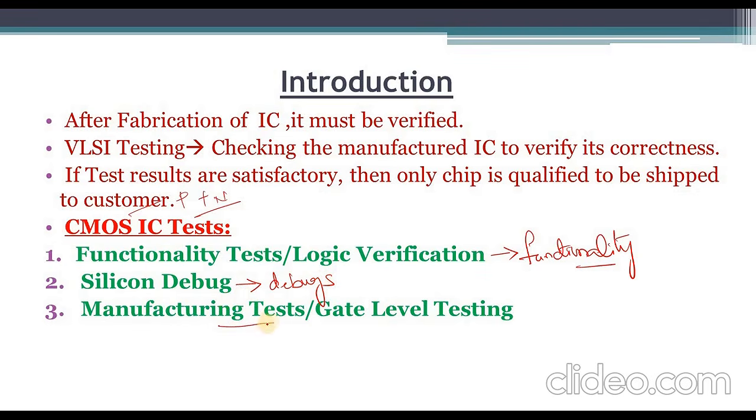Next, manufacturing test, also called gate level testing. In this manufacturing test, the test is conducted on each and every chip before shipping to the customer, in order to verify whether the silicon is completely intact or not. That's why this manufacturing test is conducted on each and every chip by the manufacturer before shipping to the customer. So these are the different CMOS IC tests.